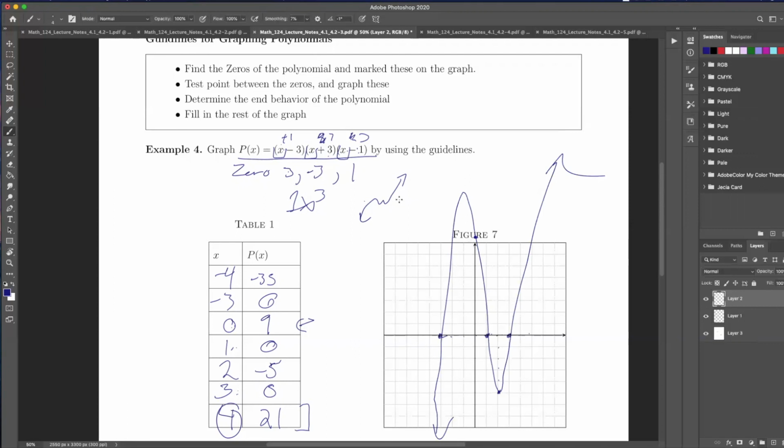And notice the end behavior looks like what I suspect it should, right? It's down, the stuff in the middle goes up. I marked all my zeros. At 0, I know it's 9. At 2, I know it's -5. The rest of this is a guess. Like, this is probably wrong, but it's a guess. But let's look how it looks in Desmos.